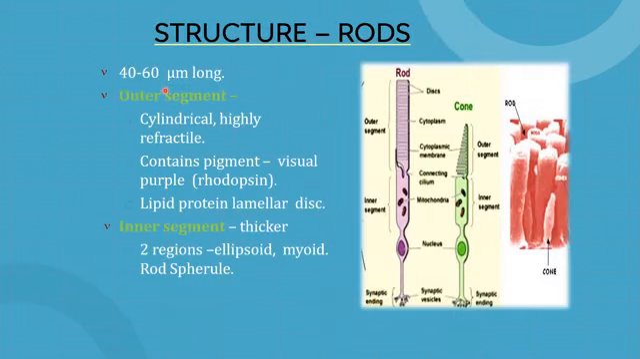The structure of rods, it is 40 to 60 micrometers long. The outer segment is cylindrical and highly refractile. It contains the pigment visual purple or rhodopsin, and it is lipid protein lamellar disc. So it is lipid protein which are arranged in lamellae. And the inner segment is thicker, and in the inner segment we have two regions, ellipsoid and myoid, and rod spherule are present in the inner segment.